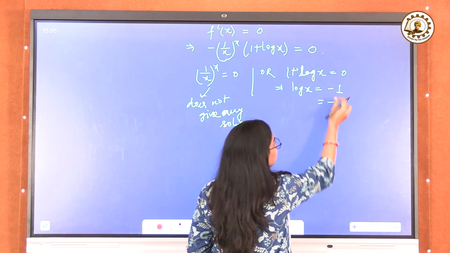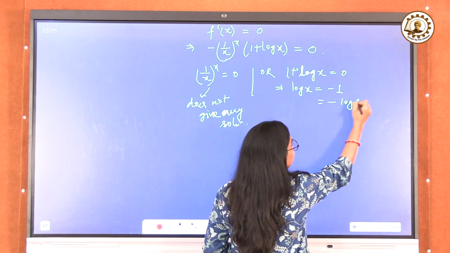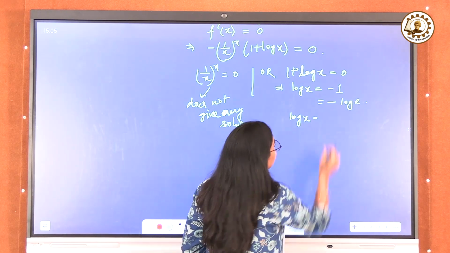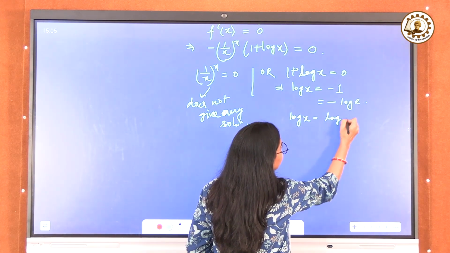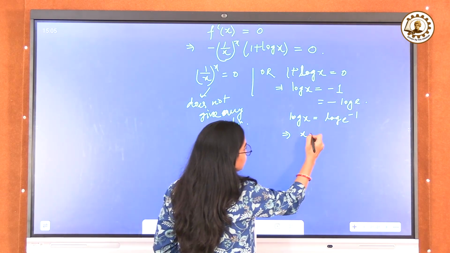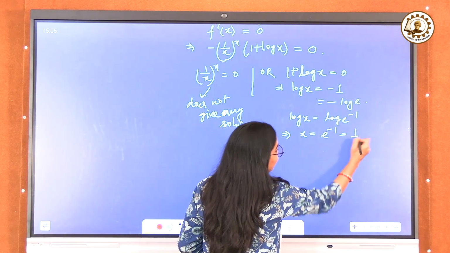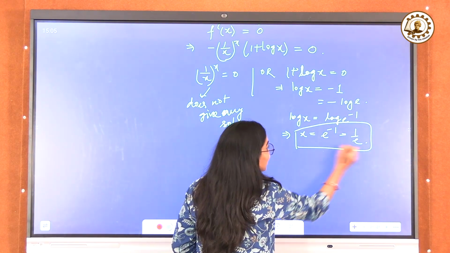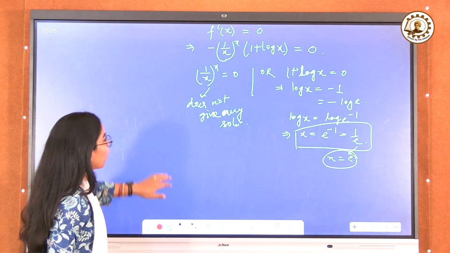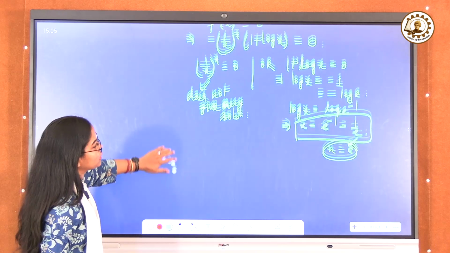Log e is 1, so in place of 1 we can write e, that is minus log e. So log x is equal to minus log e, which can be written as log e to the power minus 1. Now the log on both sides we can cancel. So x equals e to the power minus 1, that is 1 by e. That is our c, x equals 1 by e. Our step 1 is complete.